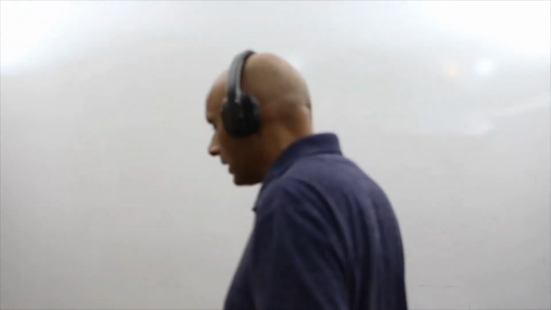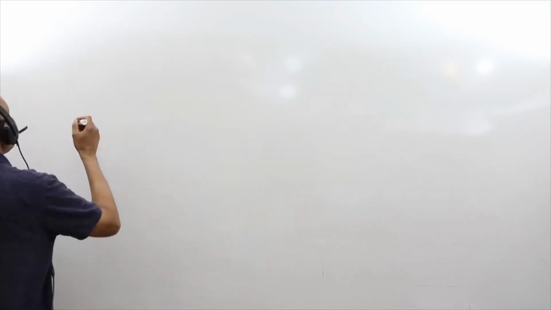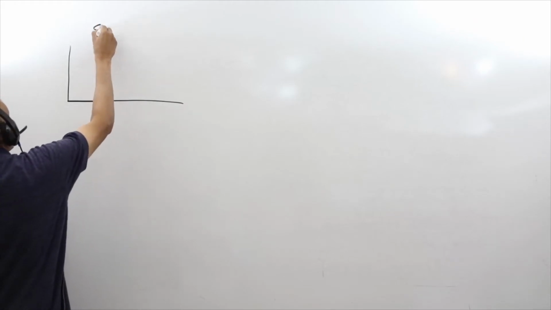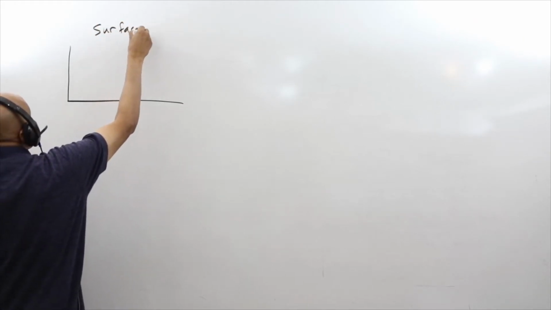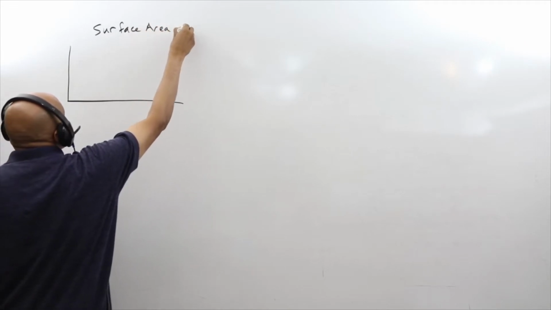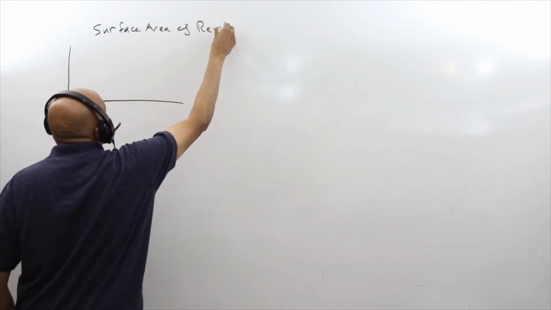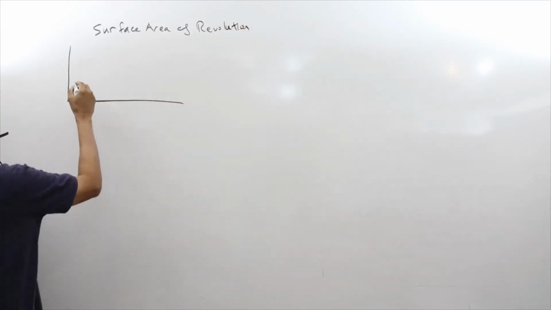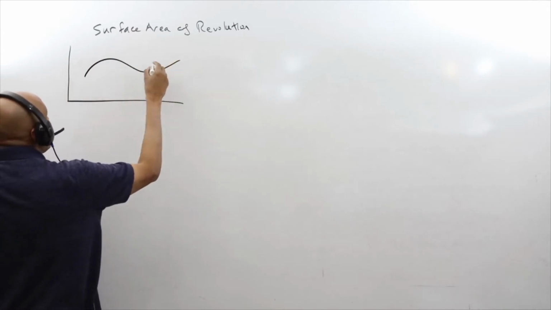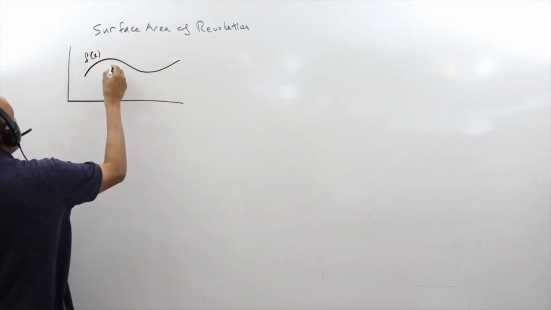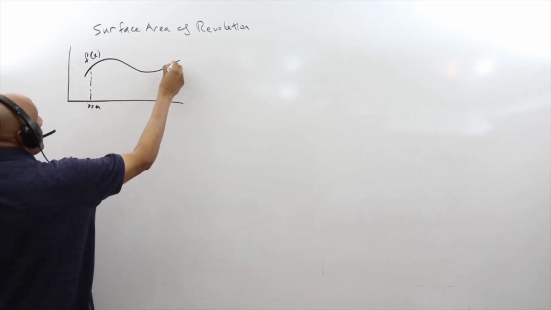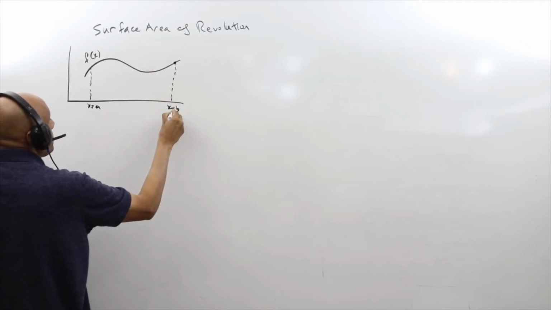So in this video, I'd like to go over the surface area of revolution. So the basic idea is that imagine that, so this is the surface area of revolution. So imagine that we have a function f of x, and taken from x is equal to a to x is equal to b.